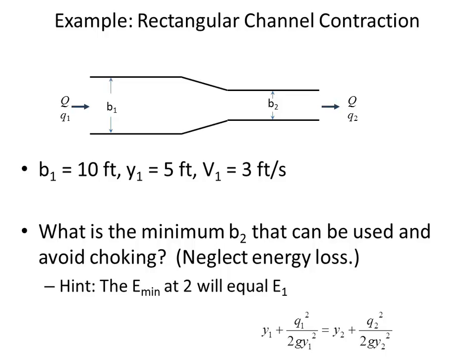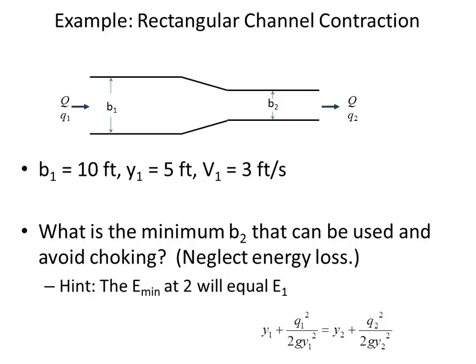All right, so a principle to keep in mind is the smallest B, that's what we're asking about, will lead to the biggest Q for some given flow rate. So we're looking for at 2, the smallest flow per unit width.